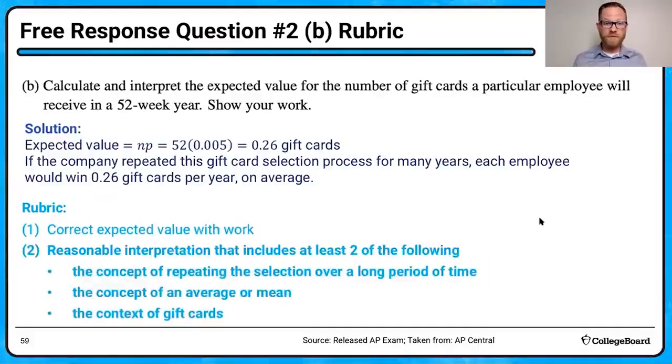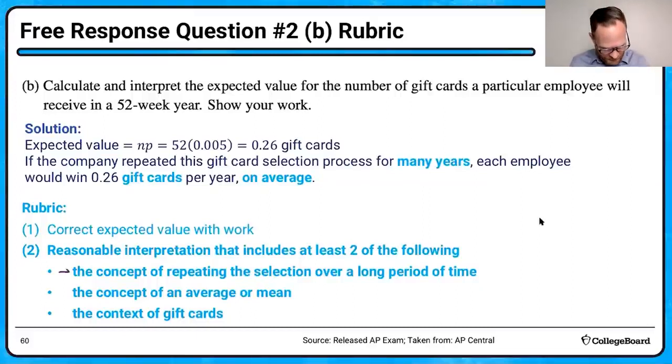And the second part of the rubric is a reasonable interpretation that includes at least two of the following: the concept of repeating the selection over a long period of time, the concept of an average or mean, and the context of gift cards. So you're going to see we actually have all three of those in the model solution, even though we only need at least two of them.